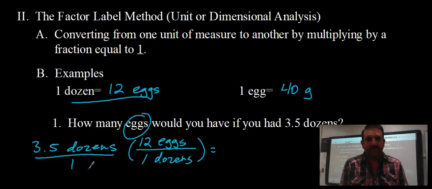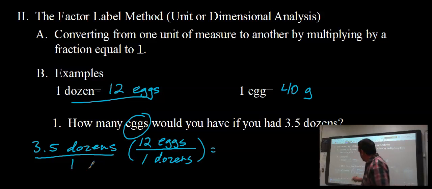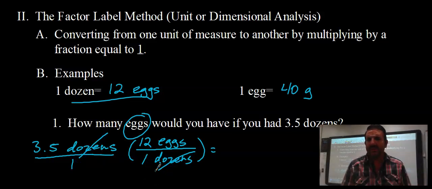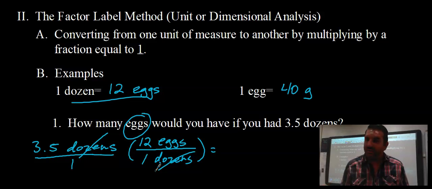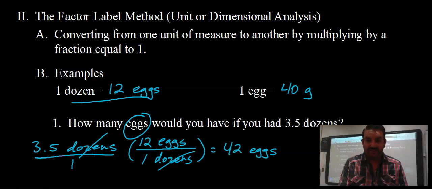All right, so what happens when we multiply these fractions? I don't care about the number yet. Let's take a look at the units. When you multiply 3.5 dozens by 12 eggs over 1 dozen, what happens? The dozens cancel, and that's good. What are we left with? Well, we're left with eggs. Is that what we were trying to find? Well, look at the question. It says, how many eggs? So we know we're good. Now we do the math. So we're going to take 3.5 times 12 eggs, and what do you get? You get 42 eggs. And again, I'm not really concerned about the answer. It's the setup that's more important.